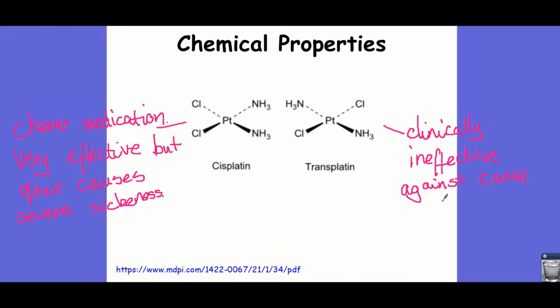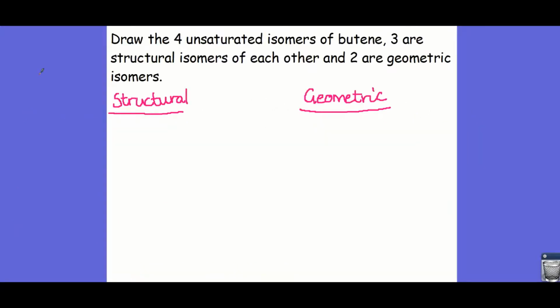it won't have any effect. I've put a wee link at the bottom of the slide here if you wanted to go and read a wee bit more about that. But cisplatin, really effective chemotherapy medication, can treat a whole variety of cancers, but the transplatin isomer has no effect against cancer cells whatsoever. So I thought before we moved on to look at optical isomers, I would go through a question about geometric isomers.